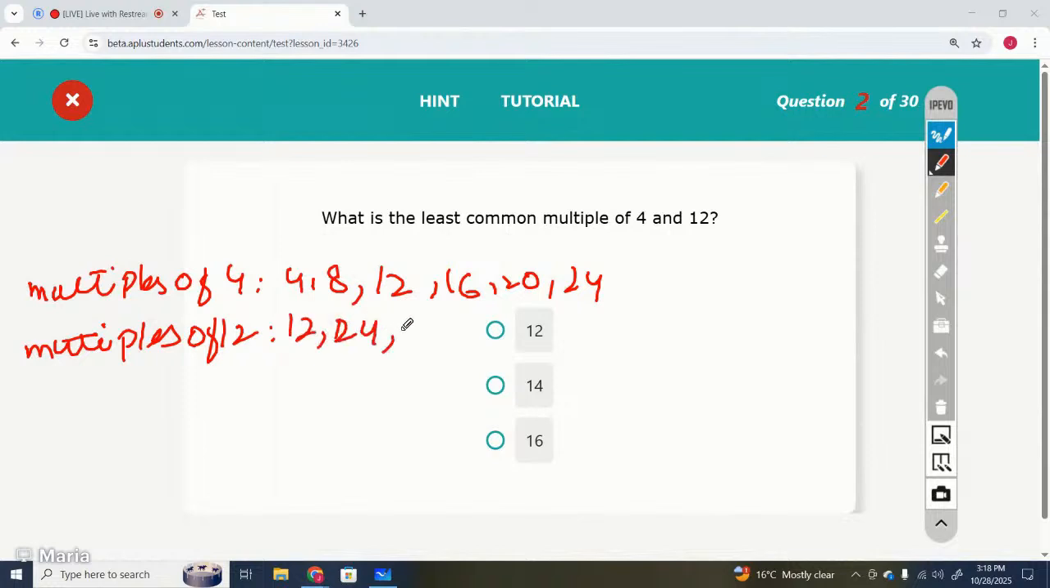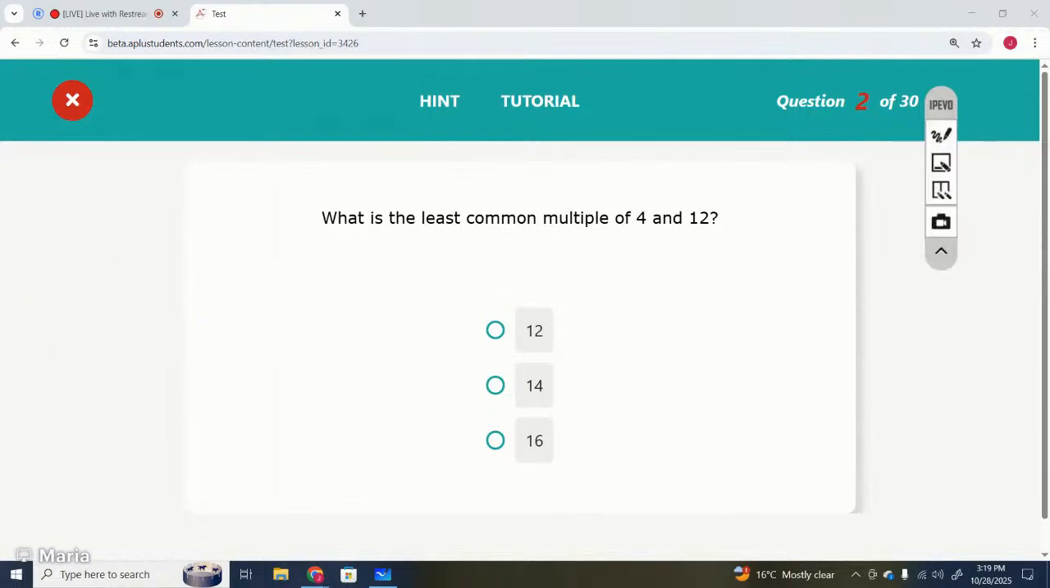12 times 2 is 24. 12 times 3 is 36. 12 times 4 is 48. So the smallest common number between them is 12, right? So the correct option is 12.